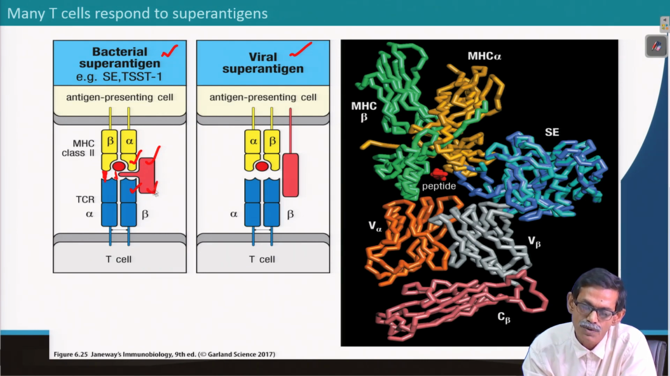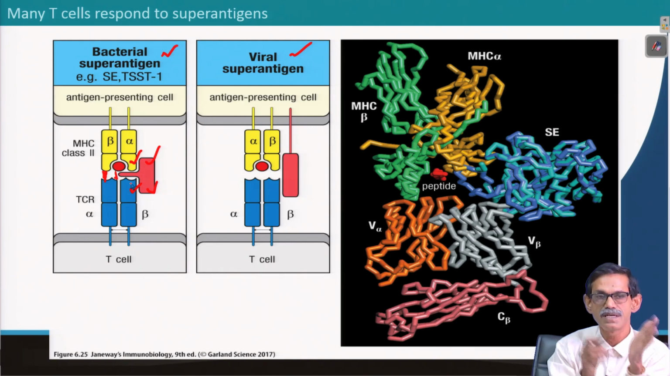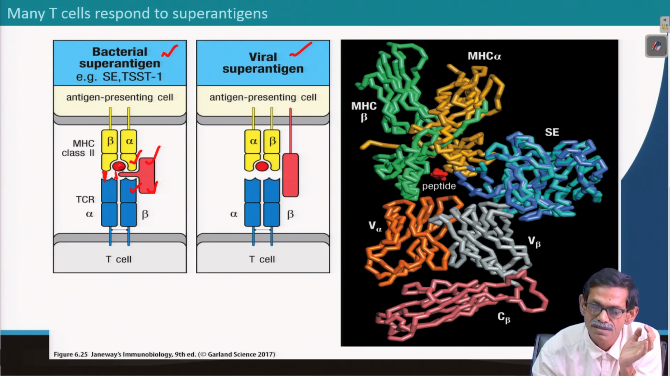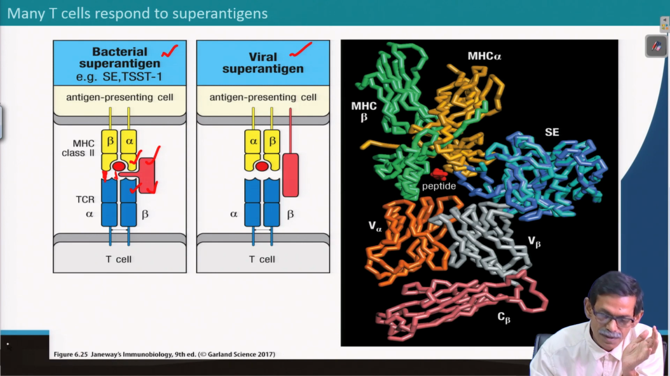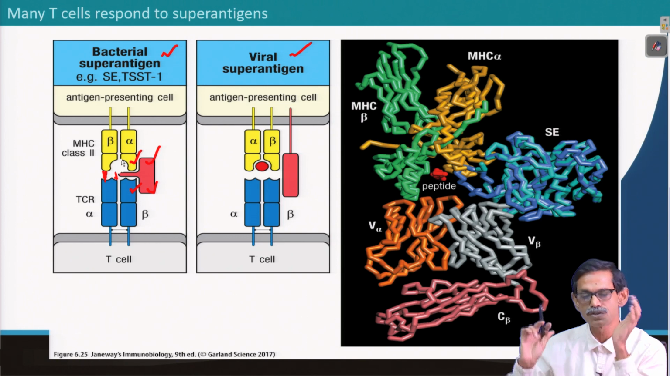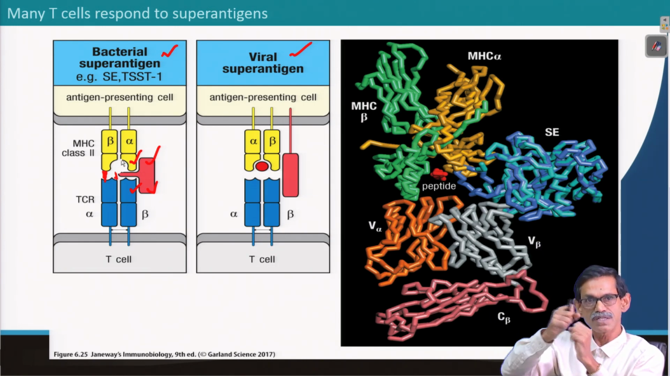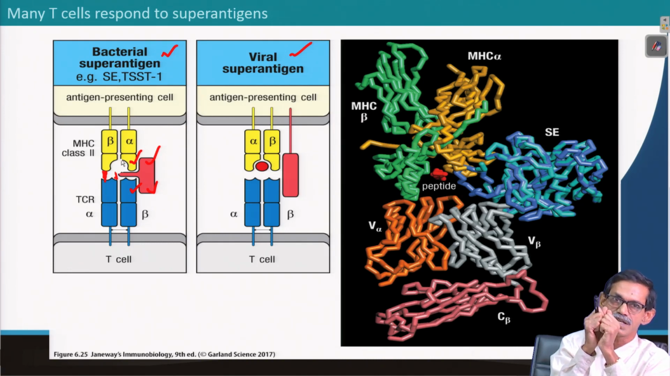So, this part, without going to the proper channel, can interact sidewise, and with this sidewise interaction, even if the antigen is not there. Suppose there is no peptide here, this red is not there. If there is no red here, even after that it will interact with the MHC and T cell. They will bring them together and make a strong interaction.